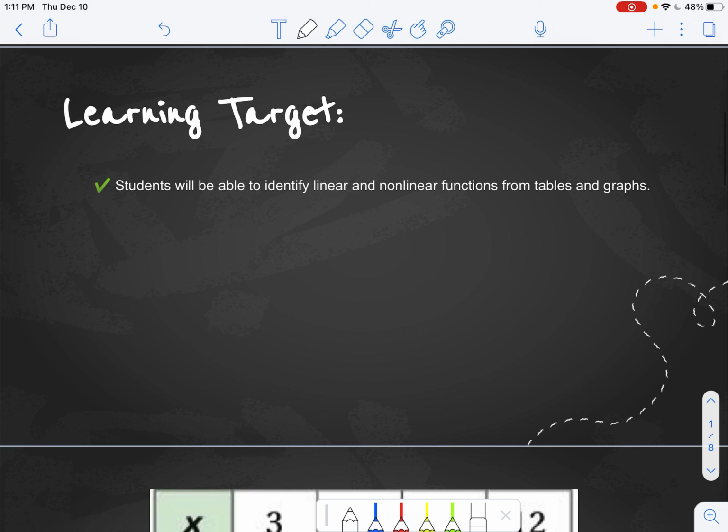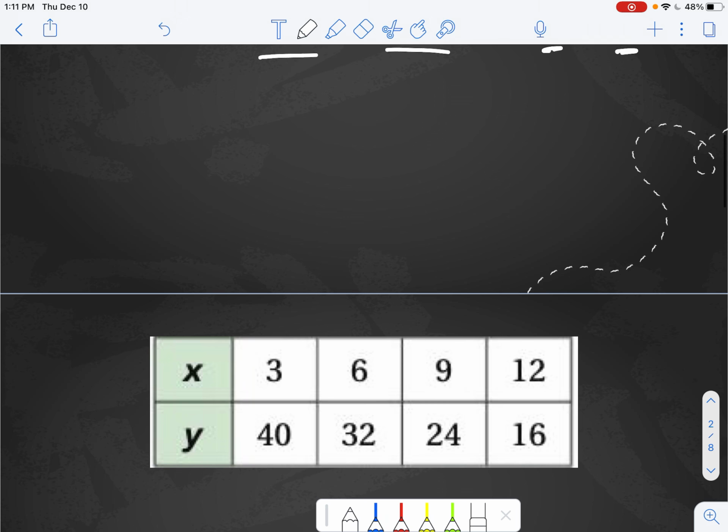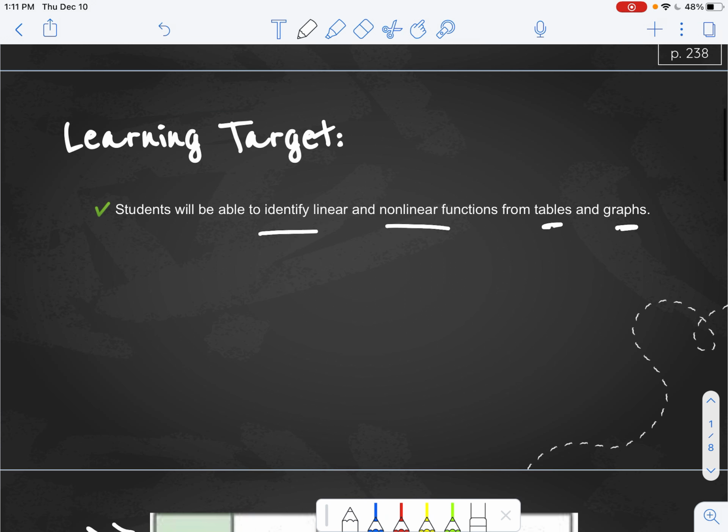Our learning target is that students will be able to identify linear and nonlinear functions from tables and from graphs. A lot of what we're going to do today, you can see right here with this table, but we're going to look at different tables and different graphs. You're going to decide, is this linear, is this not linear, and why?